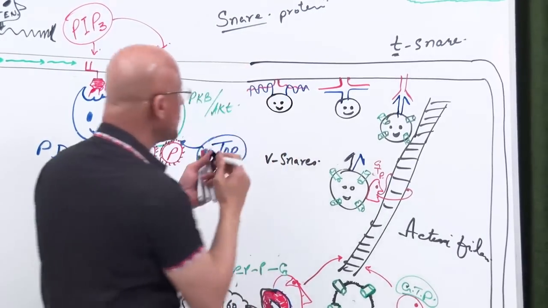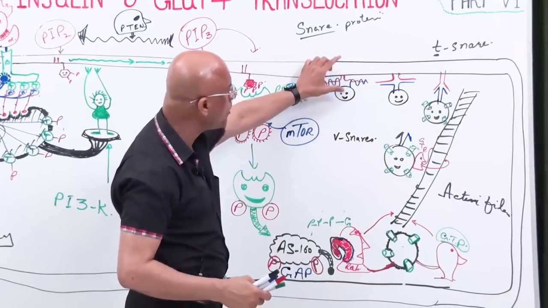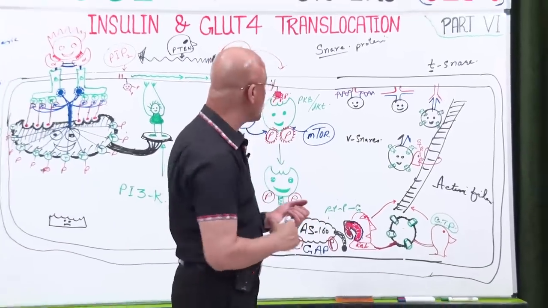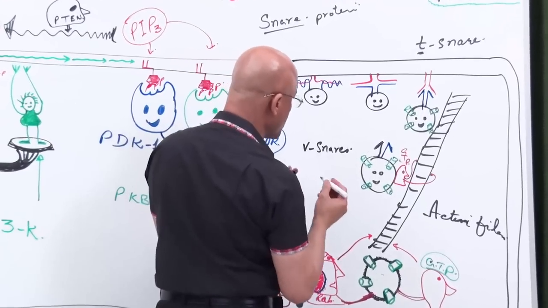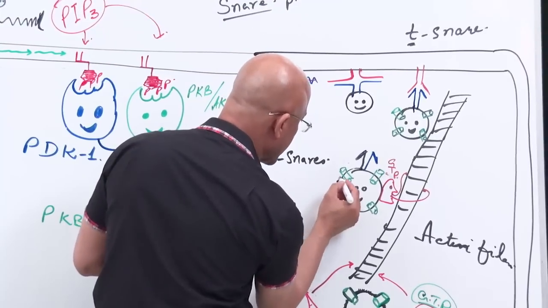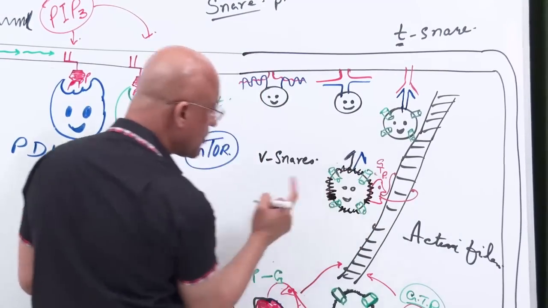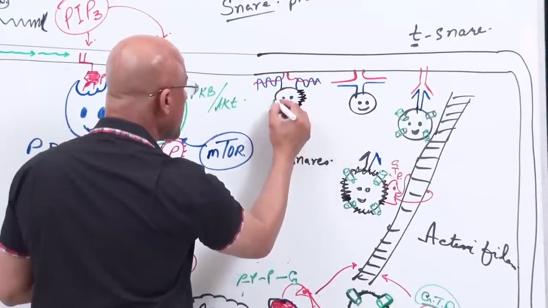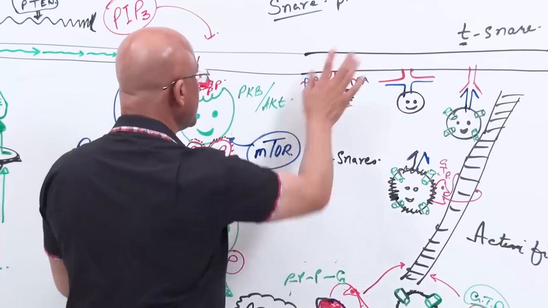And these proteins, with help of many other proteins, both membranes will be pulled to each other until they fuse. Both membranes will be pulled to each other until they get fused. Okay, this membrane, I will make it like that. This is the membrane which was vesicular membrane. Is that right? And this vesicular membrane which is containing GLUT4, this vesicular membrane will fuse with cell membrane.